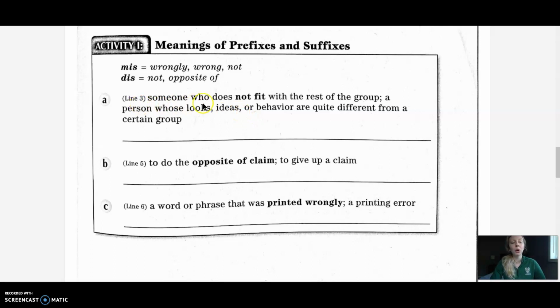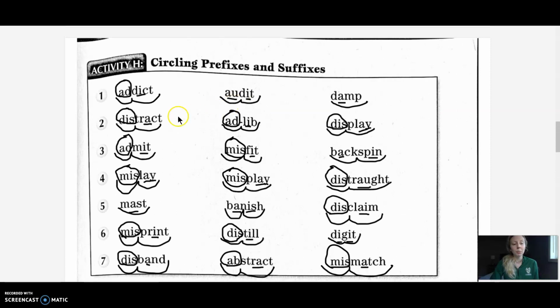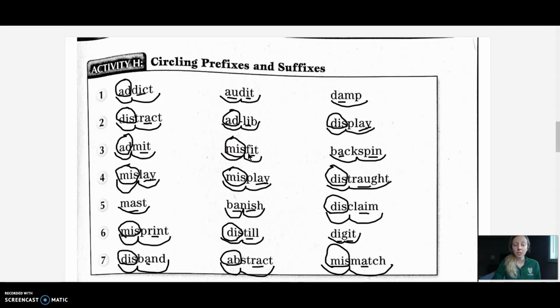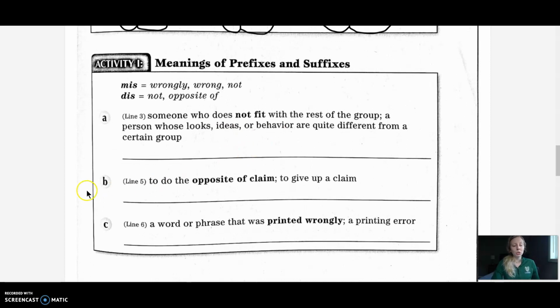We're going to look for the word that means does not fit. So I'm looking at this line. We have admit, misfit, or backspin. Which one of these means does not fit? Right, misfit, because remember, miss means not. So this would be like not fit, which is exactly what we were looking for, not fit, okay? So let's go to B.